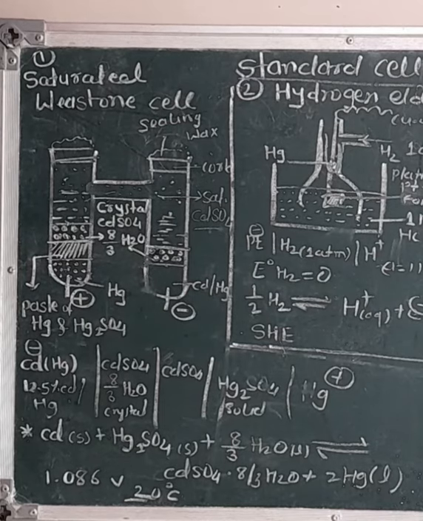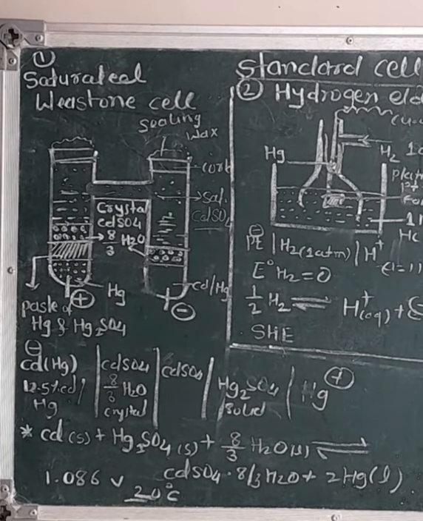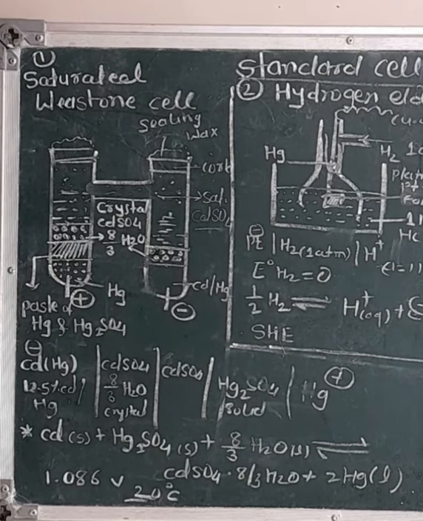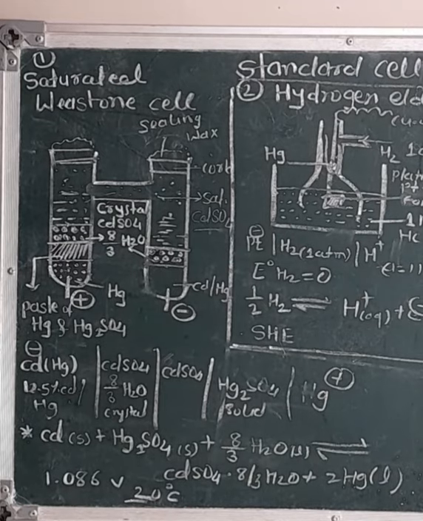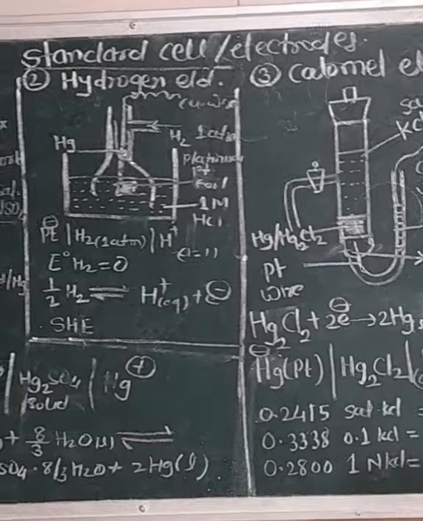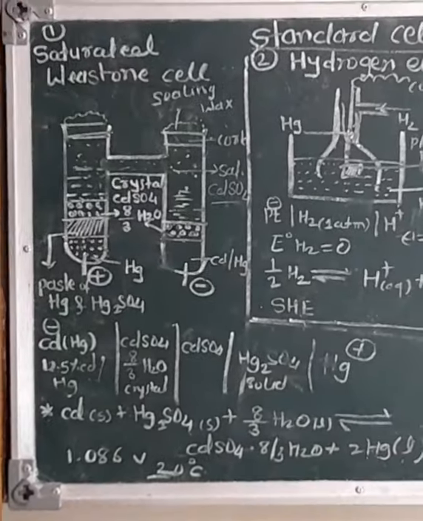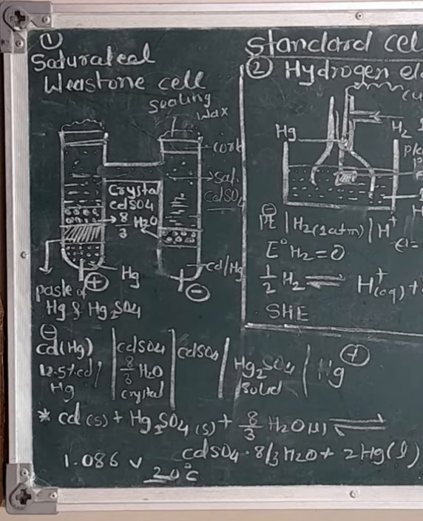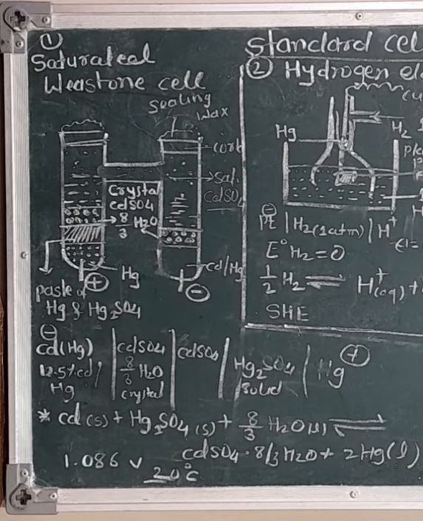In this lecture, we will cover in one glance the Weston cell, saturated Weston cell, hydrogen electrode and calomel electrode in one glance. So friends, this one cell and two electrodes are included in your syllabus, and so we will discuss them in short and the important points here.